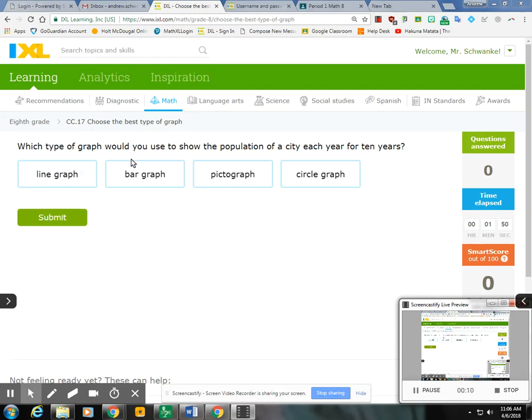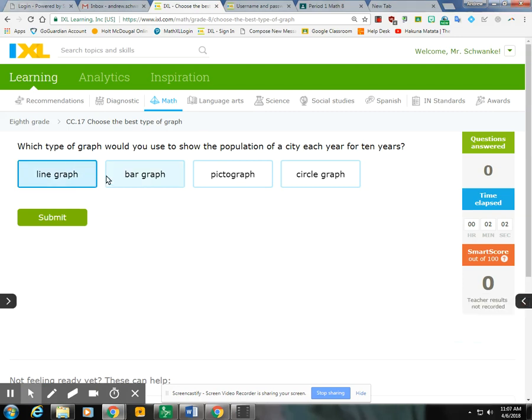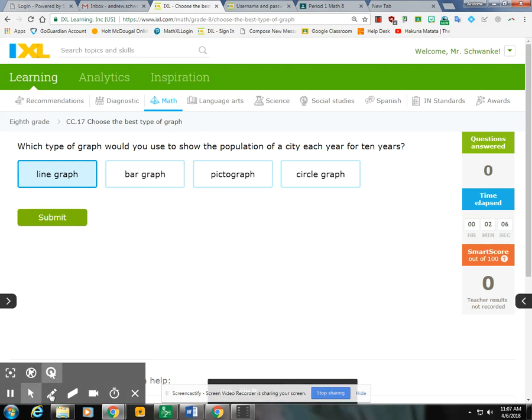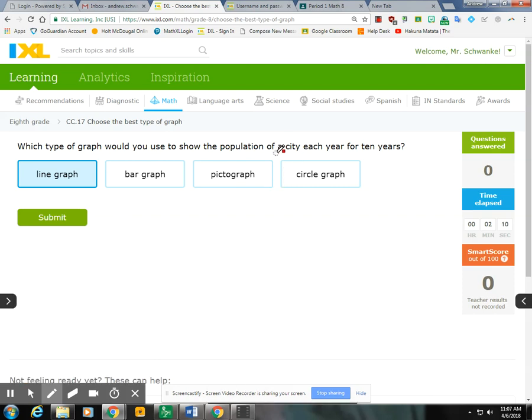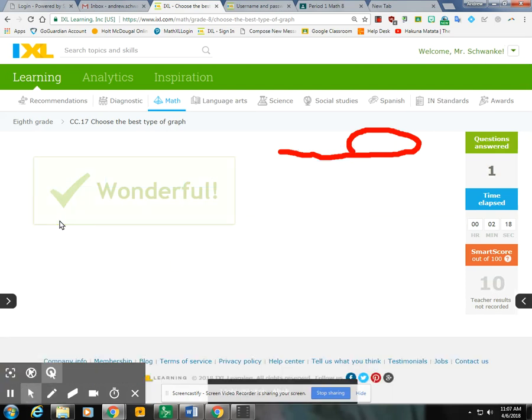Which type of graph would you use to show the population of a city each year for 10 years? Each year for 10 years. What do you think? Drake? A line graph. Why do you say a line graph? Yeah, sometimes, here's a hint. If you ever have time, 10 years, time is a good indication that we'll use a line graph. Let's see if we're right.